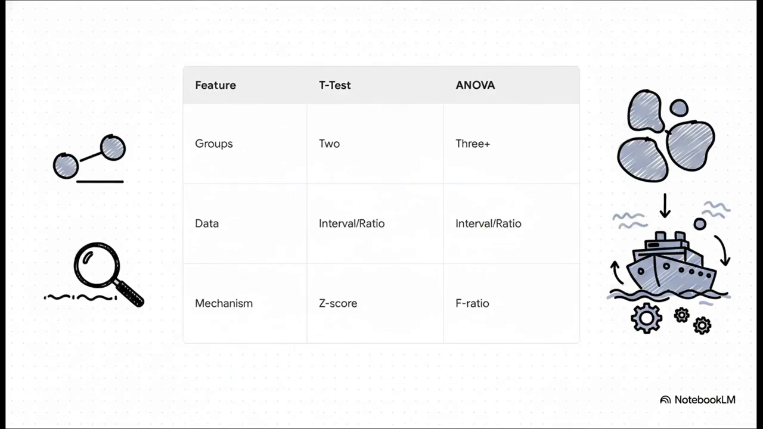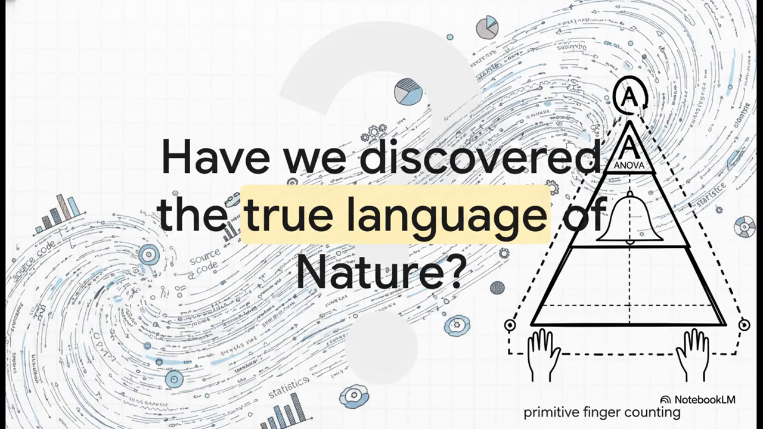Now, while the t-test brilliantly handles exactly two groups, what if you have 3, 4, or even more? Well, that is where analysis of variance, or ANOVA, steps in. Think of ANOVA as the heavy-duty ocean liner of statistics. It carefully partitions the variance into between groups and within groups, which lets us handle highly complex experimental designs without completely losing our minds. But remember, both of these tools demand high-quality interval or ratio data to actually work their magic. And that brings us to a really profound realization.